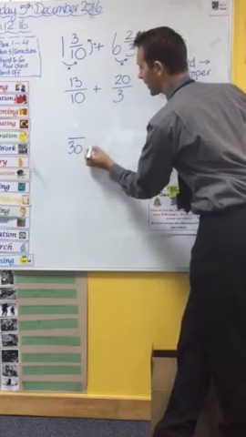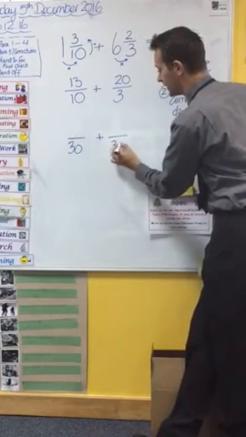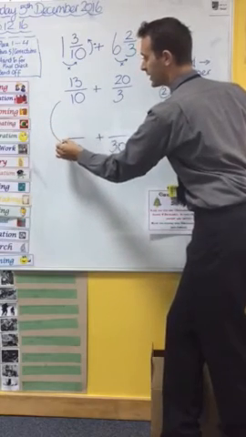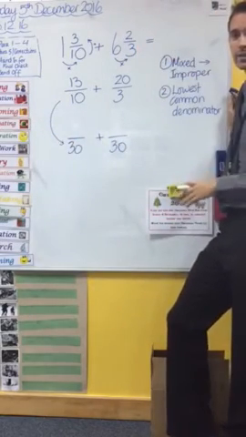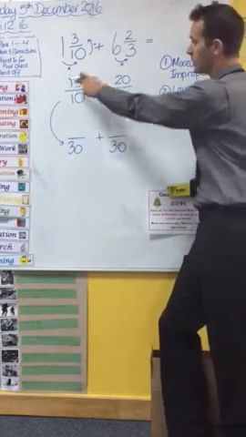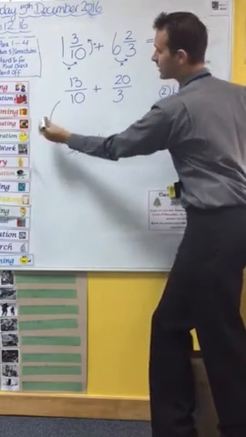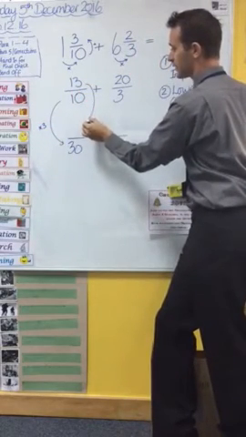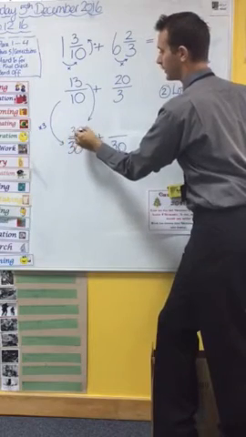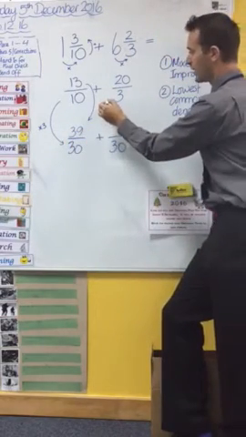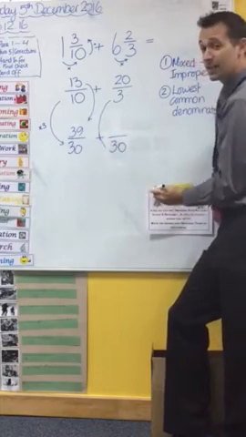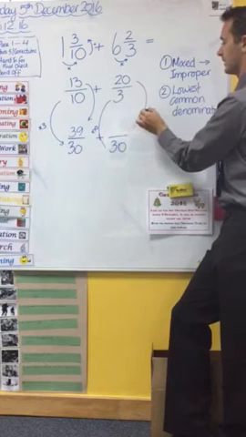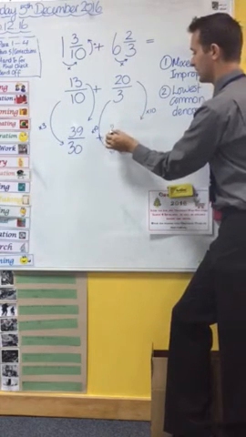So now both of these fractions are going to be out of 30. Next step is to look at what happened to the denominator. We always say whatever happened to the denominator must happen to the numerator. So in this example, 10 times 3 is 30, so 13 times 3 is 39. And in this example, 3 times what is 30? Well, it's 10. And 20 times 10 is 200.